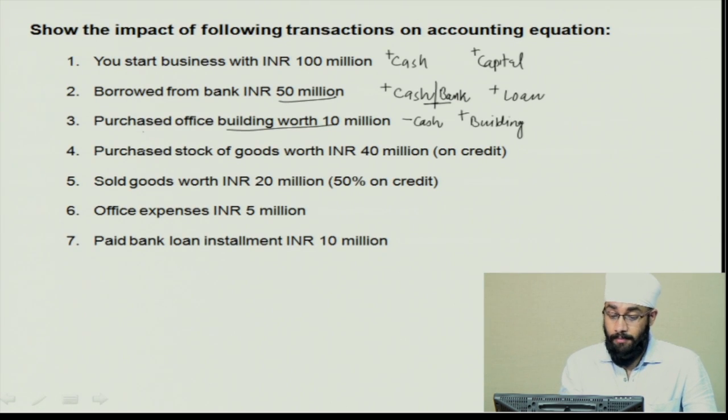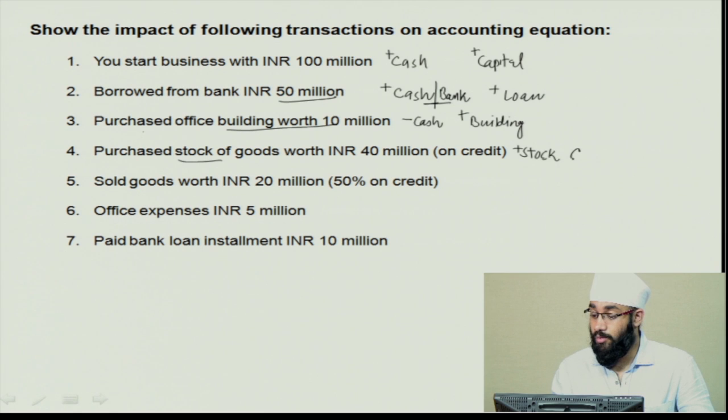Transaction 4. Purchased stock of goods worth 40 million on credit. You purchase stock of goods, which means that stock is coming into the business. The business has the right to use this or resell this stock, and in turn you have to pay cash for it. But guess what? You did not pay cash for it. You purchased this on credit. So if you did not pay cash for it right now, you will have to pay for it in future.